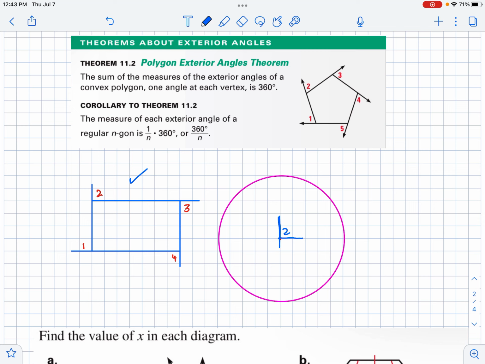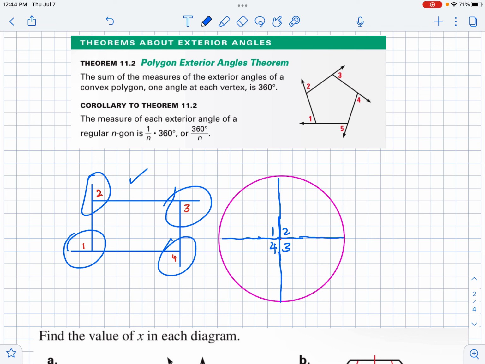Angle 3, copy it over here. There's angle 3. Angle 4. And then angle 1 is right there. See, all I did was take these angles and move them over and put them in the center of a circle. Now, let's see what we've got here. These make central angles, and you notice they go all the way around the circle.